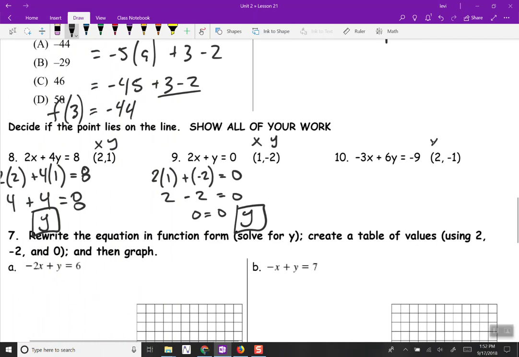10, 2 for x, and a negative 1 for y. Negative 3 times 2 plus 6 times negative 1. See if that equals negative 9. Negative 3 times 2 makes negative 6. 6 times negative 1 makes negative 6. And negative 6 minus 6 makes negative 12. Negative 12 does not equal negative 9. So this is a no.